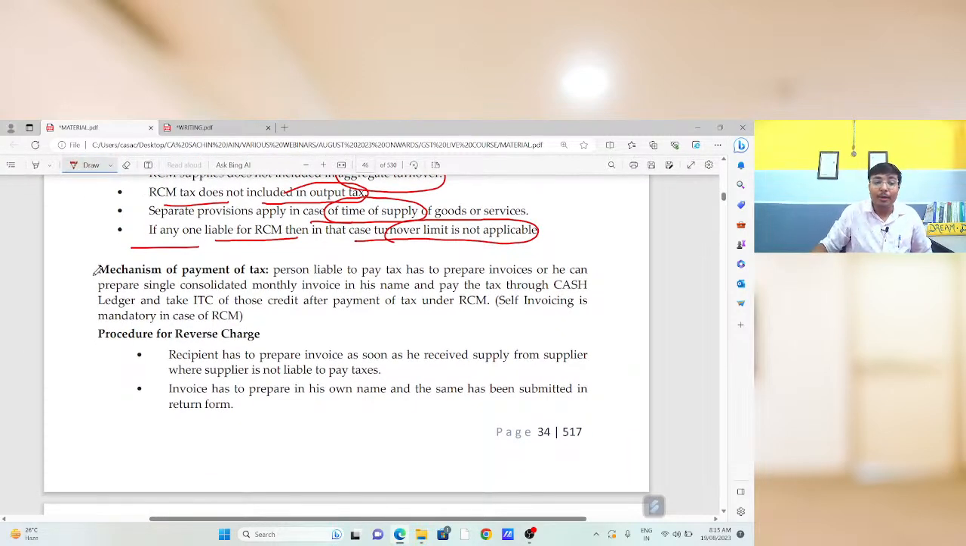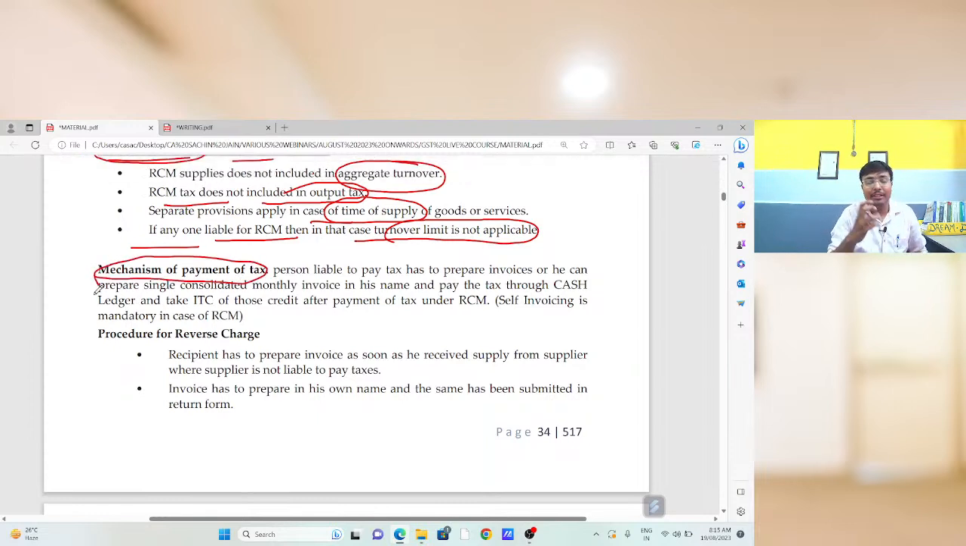Now, mechanism of payment of taxes. What is the mechanism applicable in case of payment of taxes under reverse charge mechanism? In case of reverse charge mechanism, first I need to pay the taxes in cash, and then after that I can claim the same as input tax credit.